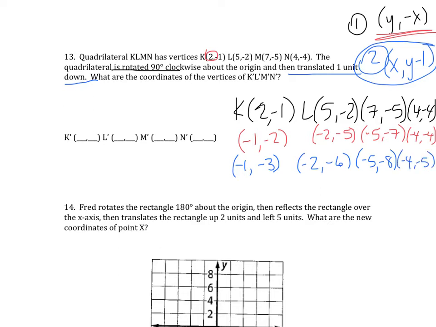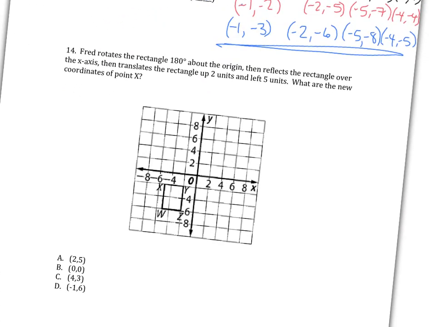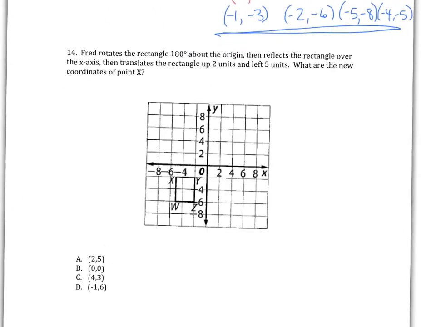So those are my new points. My first point is negative 1, negative 3, then negative 2, negative 6, negative 5, negative 8, and negative 4, negative 5. Sorry, that's horribly ugly, but these are the points right over here. Fred rotates the rectangle 180 degrees about the origin.